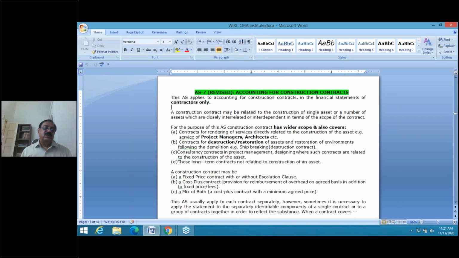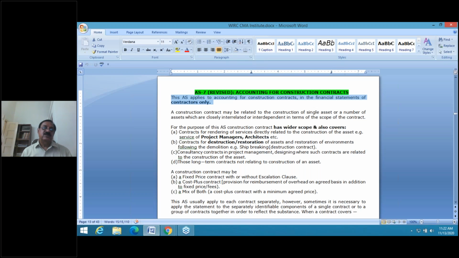So here, because this is a revisionary lecture, I will take only the main points, not all the points, friends, because otherwise each Ind AS is very large and takes a lot of time. But I am taking what is more important from the examination viewpoint. So remember, this AS applies to accounting for construction contracts in the financial statements of contractors only. It includes contractors, not contractees. Remember, friends. This is similar to contract account costing, which you learn in your cost accounting, only with some difference so far as profit booking is concerned.